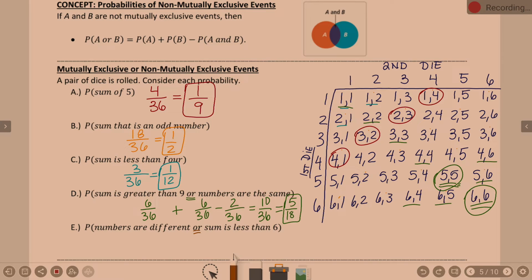Notice it's an "or" again. Numbers are different, or. How many of them have numbers that are different? Every one but 6. 25? 30. Okay, can we work smarter, not harder here? If 6 of them had numbers that are the same, how many have numbers that are not the same? 30.